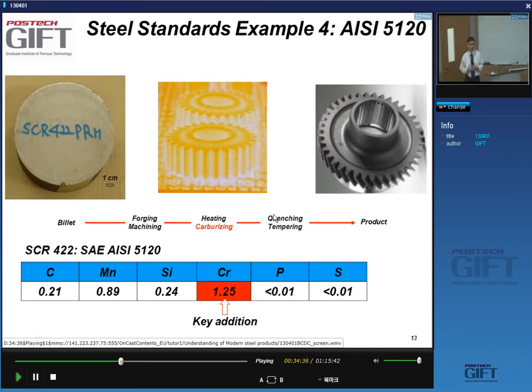And then you do quenching, yes? So you do the heating and the carburizing at the same time, you quench and temper the material, and so your final product has this martensitic microstructure, yes? It's tempered, so it has high toughness, and the surface of the gear teeth has a high carbon content, so you have a very hard martensite microstructure that is wear resistant. The key addition to all this is, of course, you have to have enough carbon to have a hard, strong martensite, but the key addition is the chromium content, okay?